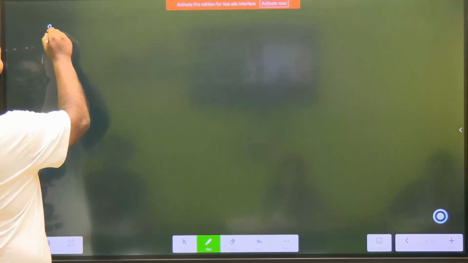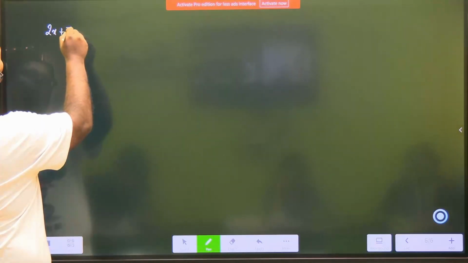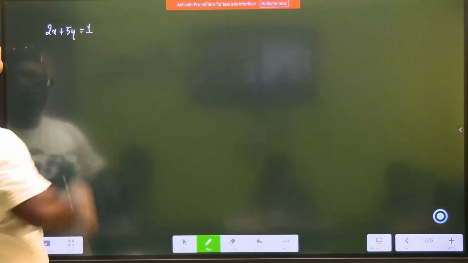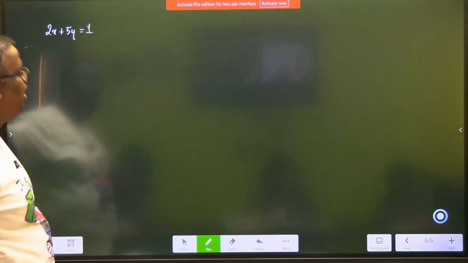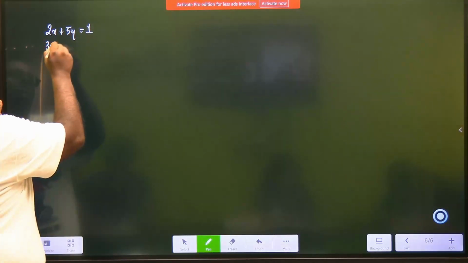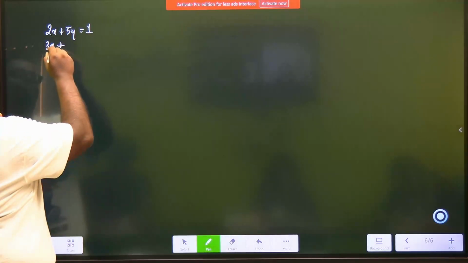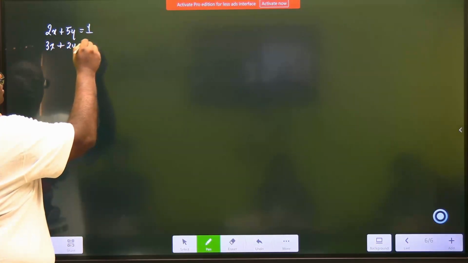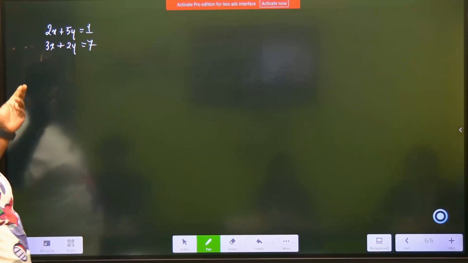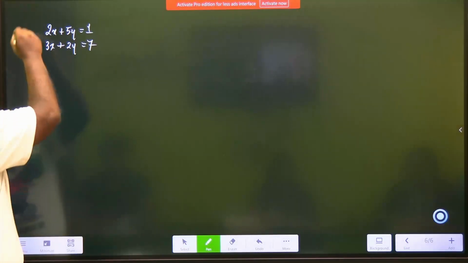Okay, let's say like grade 9 we have got linear equations in 2 variables, 2x plus 5y is equal to 1, right? And we have 3x plus 2y equal to 7. They should have given us to solve this by elimination method. What is the necessity to go this way?